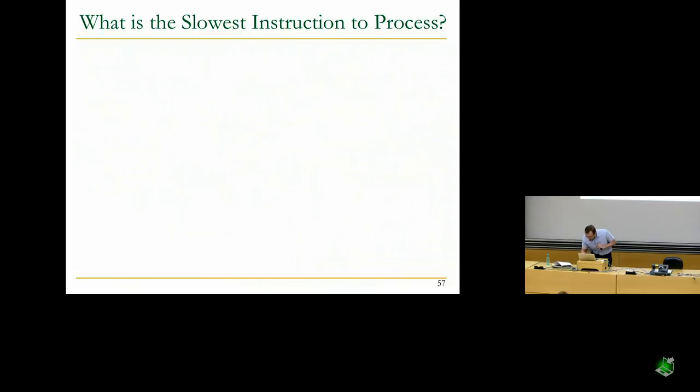I want to finish a few things before we take a break, going to the system design principles.